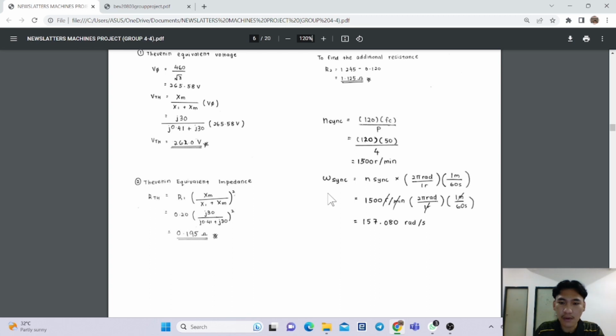Lastly, for our synchronous speed in radians per second, we need to use this formula, and then we put in the synchronous speed that we had calculated, and we will get the value is 157.080 radians per second as our synchronous speed in radians per second.